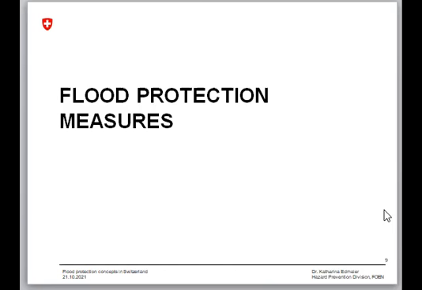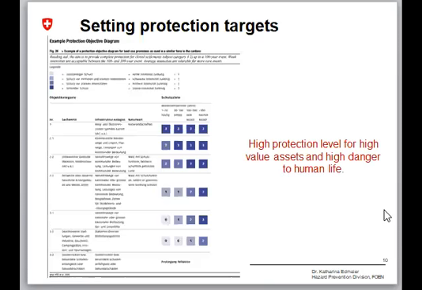Let's now come to the flood protection measures. First of all, it's important that the dimensioning of flood protection measures is based on the protection targets. These vary depending on the object of protection. So, for example, if you have a settlement where people are living, this is subject to a higher protection level than agricultural land. We aim at a high protection level for high value assets or high danger of human life.